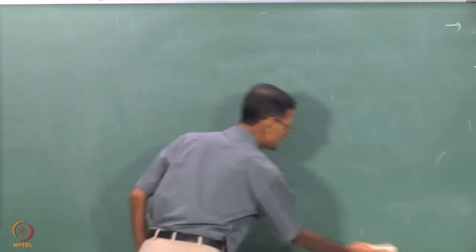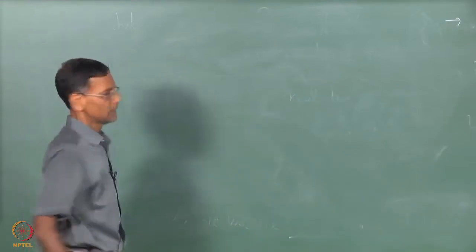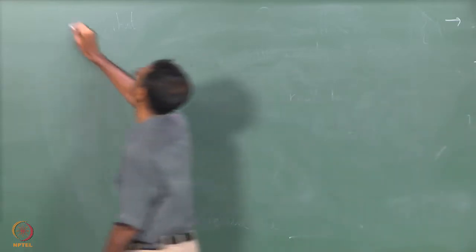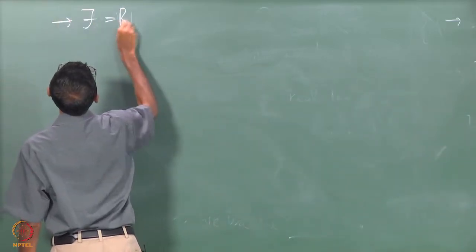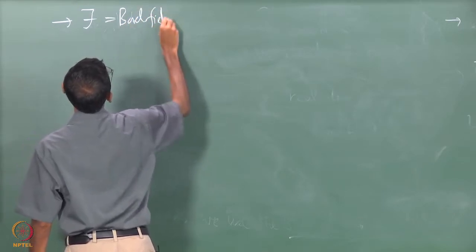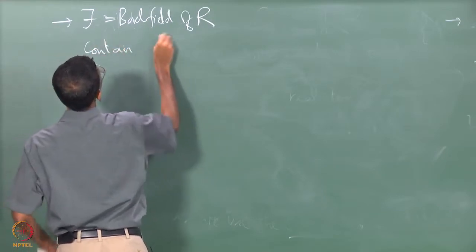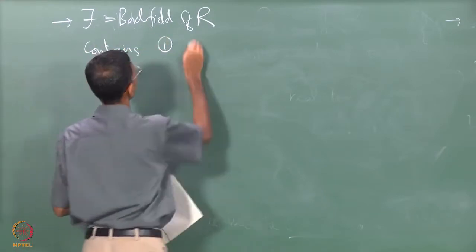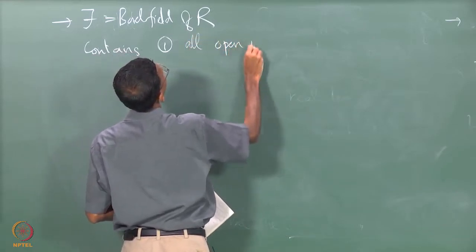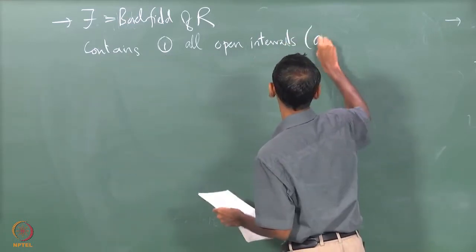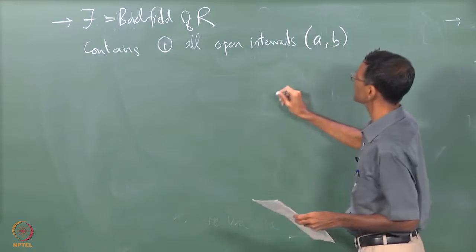So what does the Borel field then contain? It contains all points. So we will use this F. Let me call this F the Borel field, right? What does it contain? All open intervals (A, B). Now why should I separate out these open intervals and closed intervals?